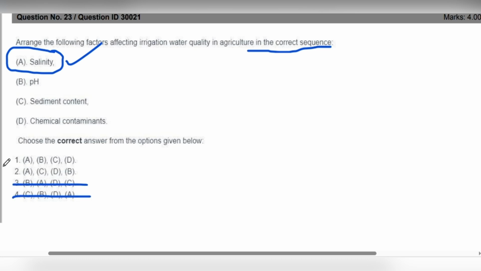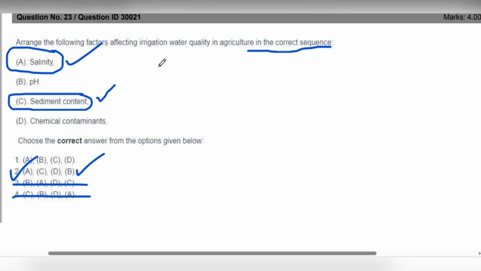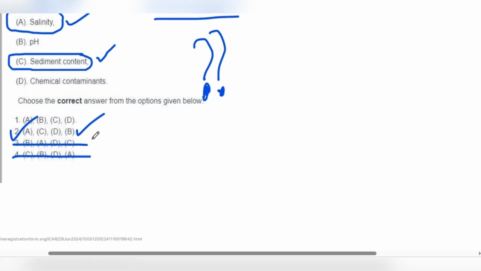Salinity is highest. Then comes the sediment content, because you can see in the irrigation water, if it is containing a large amount of sediment, that means there is some soil erosion going on, and that is harmful for the soil layer of that area. So it will be A, then C, then D, then B. So the correct answer is option 2. Yeah, it's option 2. But you can see this question is a bit vague and is not clear actually what they want. But with the basic concept, you can say option B is the correct answer.